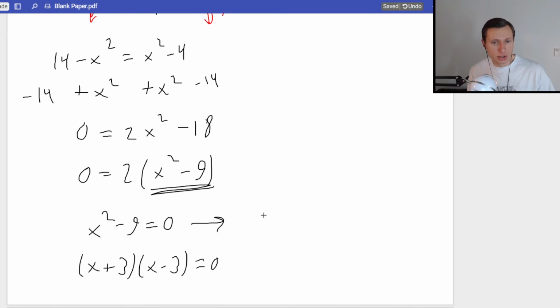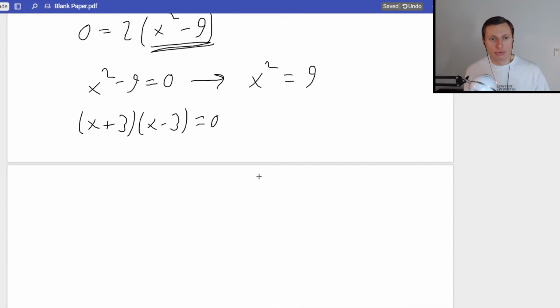Alternatively, you could say x squared equals positive 9, like I added 9 to both sides, and then you take the square root here. There are many ways to solve this problem, whatever way you feel comfortable with. Either way, you're going to get x equals positive 3 and negative 3 as our intersection points. Any questions so far?